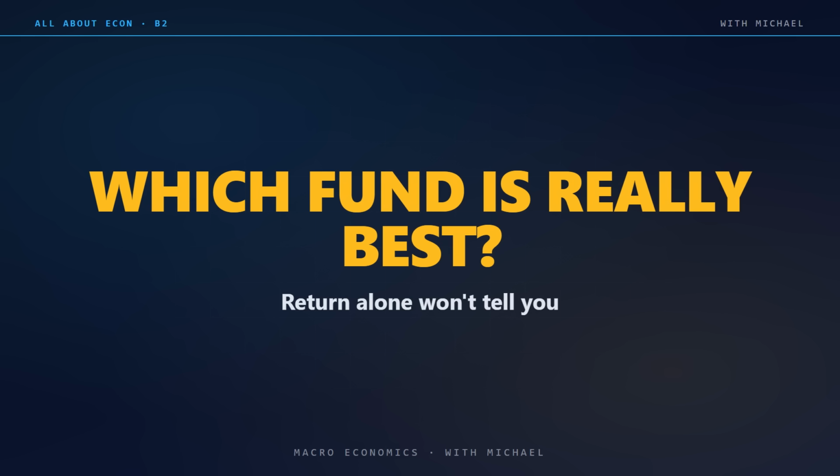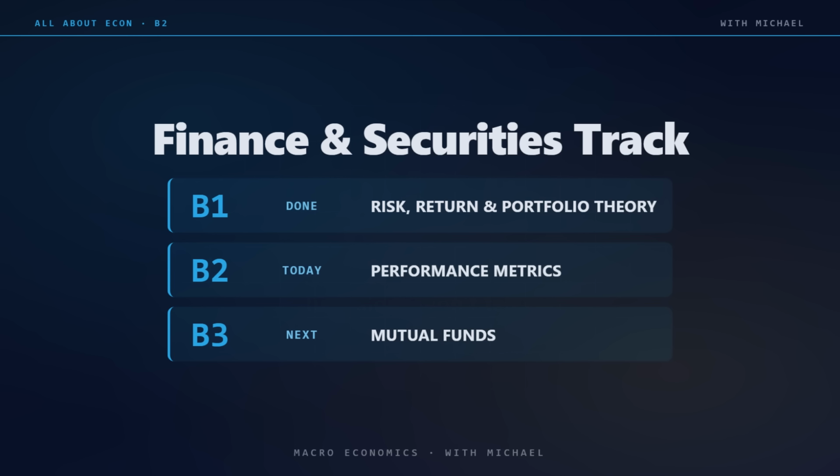Today, we meet the three famous tools the professionals use to do exactly that: the Sharpe Ratio, the Treynor Ratio, and Jensen's Alpha. We will see how they define risk differently, how they separate genuine skill from dumb luck, and why these very metrics quietly shape the investment advice you are given. Let us measure performance properly.